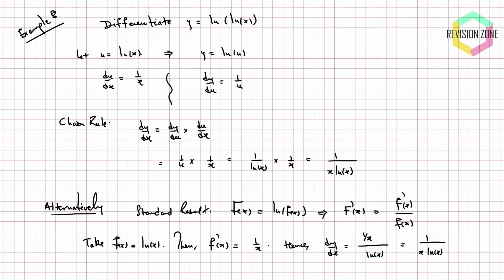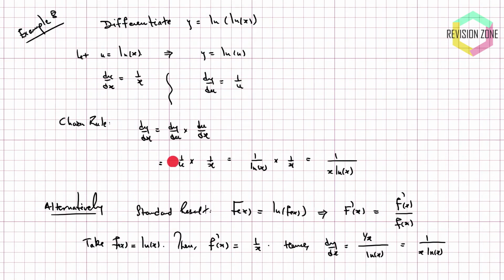So du by dx is just 1 over x and dy by du is just 1 over u. And the chain rule tells us this statement here, which is if you want to go from y to x, you can go from y to x via u essentially, right? So we write down dy by du, which is just 1 over u. Then we write down du by dx, which is just 1 over x. And that's it, really. So this essentially is our answer here for our derivative.